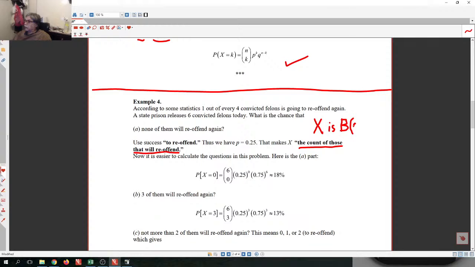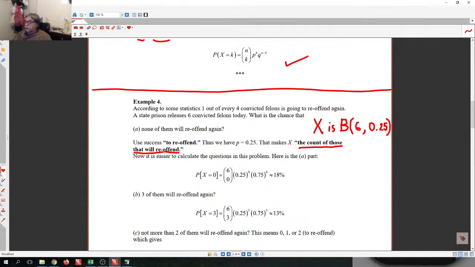The chance on a given trial that the person will reoffend is 25%, 1 out of 4. You can write that. Excuse me, I need to write n first, right? How many trials do we have? We have 6. And then I need to write the p. What is the probability of success on any given trial? I already said that's 0.25, 25%, right? In any calculation, when you use percentages, you always use decimal numbers. Okay, so this is our random variable.